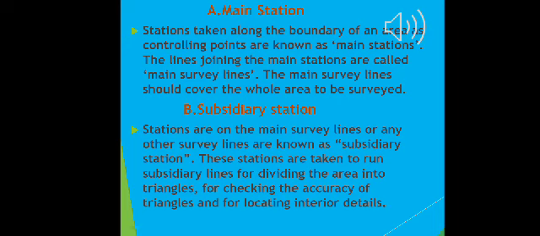On the other hand, the stations which are on the main survey line or any other survey line are known as subsidiary stations. These stations are taken to run subsidiary lines for dividing the area into triangles, for checking the accuracy of the triangles, and for locating interior details. These stations are denoted and written by S1, S2, S3, etc.